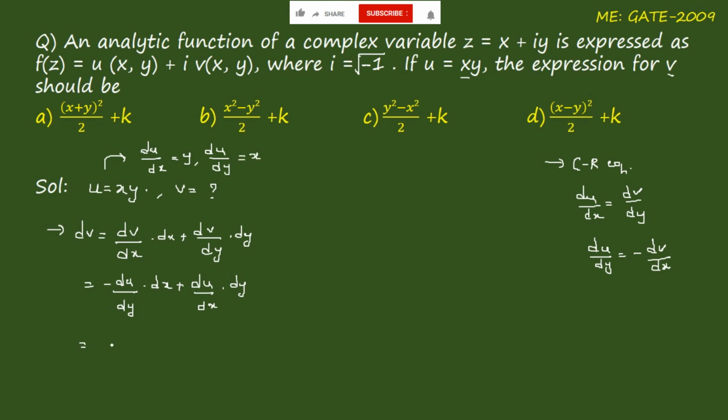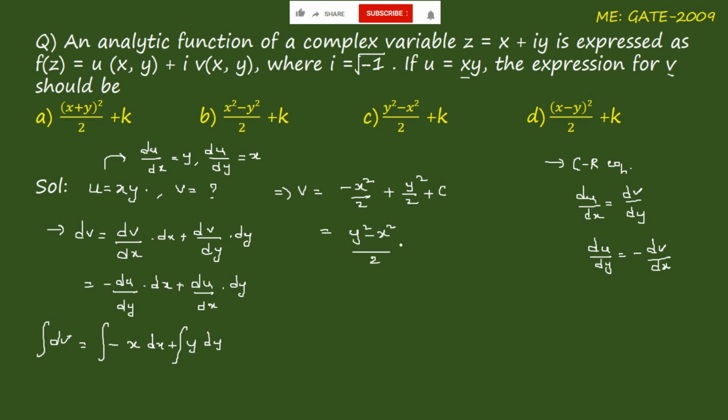So substitute here, we get minus x dx plus y dy is nothing but dv. Now we will be integrating the whole terms. And we get v is equal to minus x square by 2 plus y square by 2 plus a constant term c, which is equal to (y square minus x square) by 2 plus c. C is the constant term, but here they use k. So if you consider this term as k only, the answer will be option C.